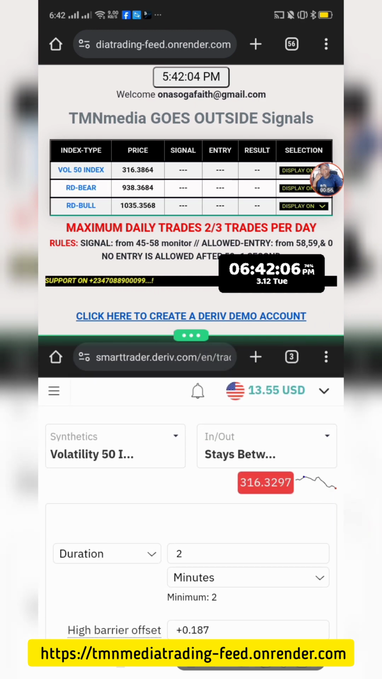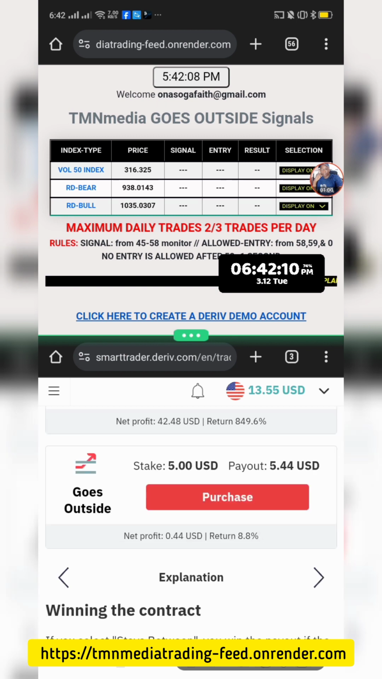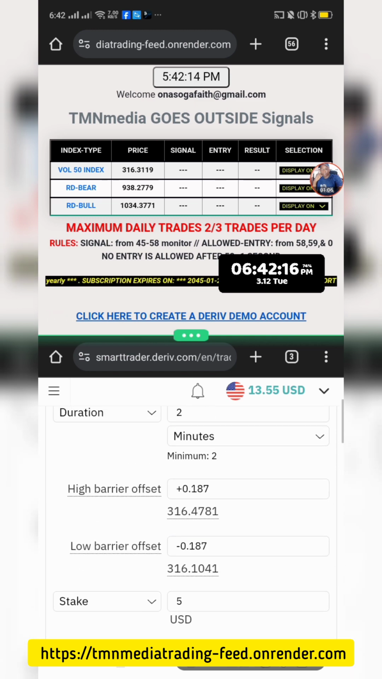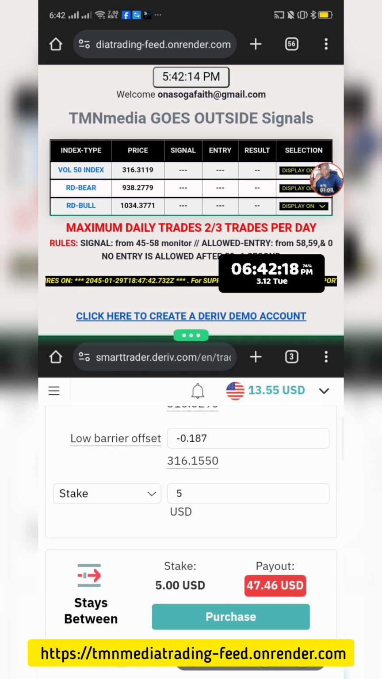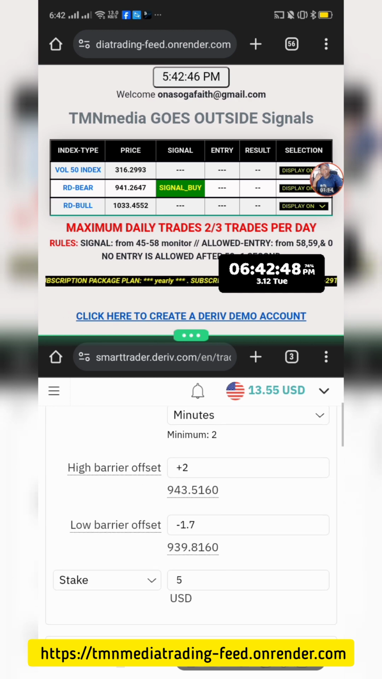Okay, the signal didn't show up on 50. It was supposed to show up on 50. Only 50 is giving me less than 10%. I can as well increase it, but I don't want to yet. Okay, we have a signal on red bar.